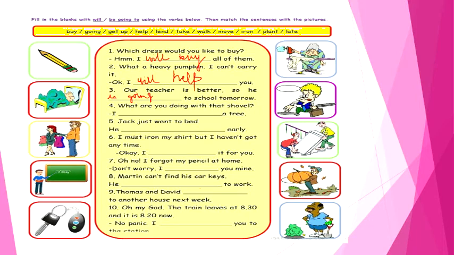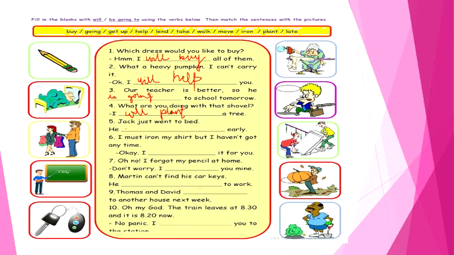Next, number 4. What are you doing with that shovel? We can see that the last picture. Plant is the word. I will plant a tree. Okay. This is I will plant a tree. Right?